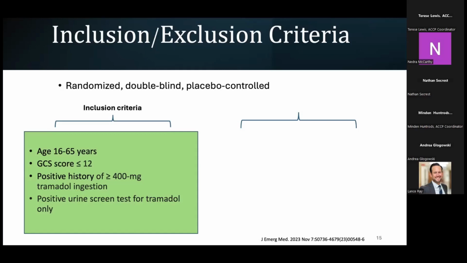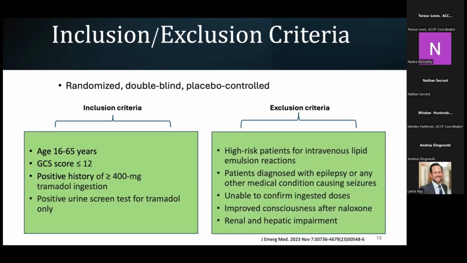So when the patients were admitted to the ED, if they had any other positive substance screen, they would have been excluded. So it had to be tramadol tests only. And they excluded patients if they had a high risk of intravenous lipid emulsion reaction, or if they were diagnosed previously with epilepsy or any other condition that could cause seizure that could be a confounder in the study, if they were unable to confirm the ingested doses, and if they improved after giving naloxone.